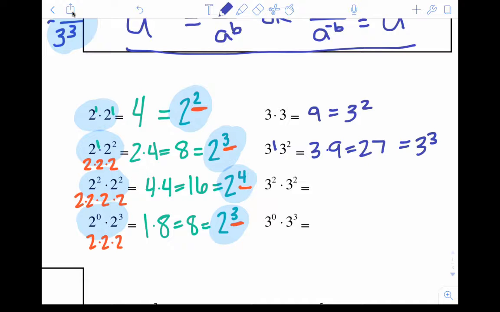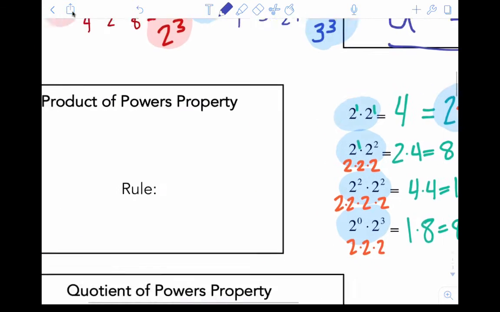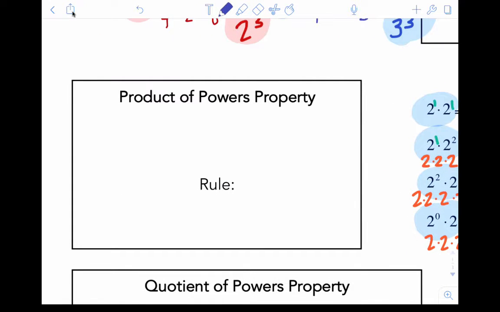3 squared times 3 squared is the same as 9 times 9, which is 81. If I were to write that with a base of 3, that would be 3 to the fourth. 2 plus 2 is 4, so that works. And then my last one, 1 times 27 is just 27. Writing that with a base of 3 is 3 to the third. 0 plus 3 is 3. So it works out for both of those different bases. I'm going to go ahead and move over and we can write out this property.